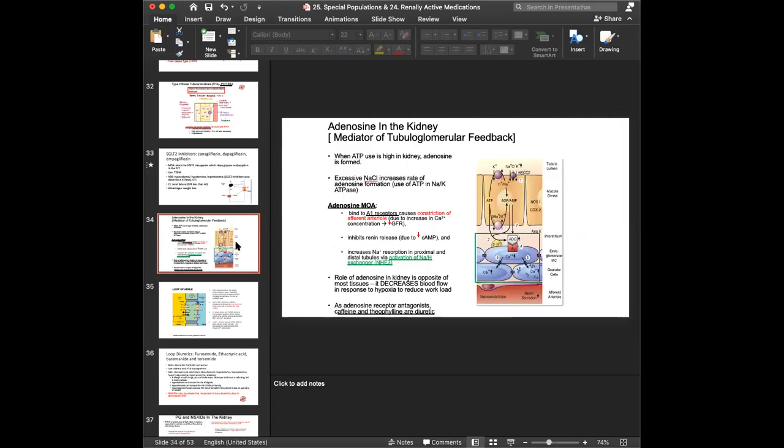Adenosine binds to A1 receptors and causes constriction of the afferent arterioles, but it decreases GFR through that constriction. It inhibits renin release and activates the NHE exchanger, so the NHE3.